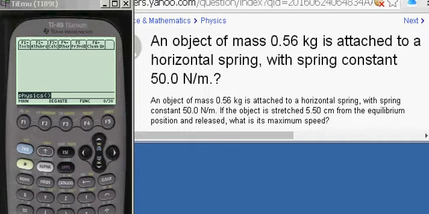In a vertical spring, because you have gravity when you have a mass hanging on it, there's a formula for finding the stretch that the mass causes because of hanging, because of gravity. And then the next stretch would be the amplitude where it's beyond equilibrium. So let's do this problem here anyways.